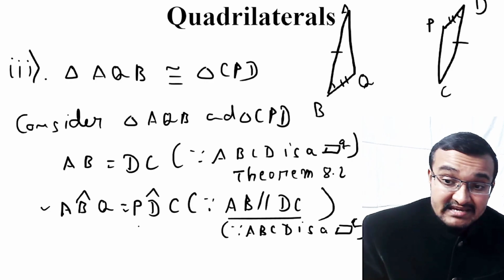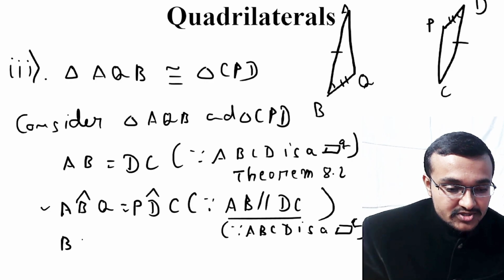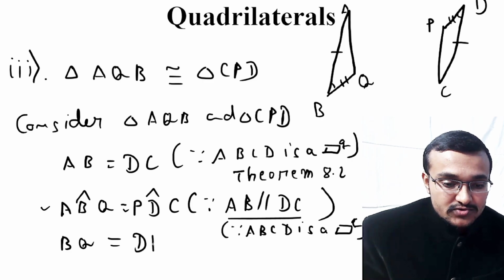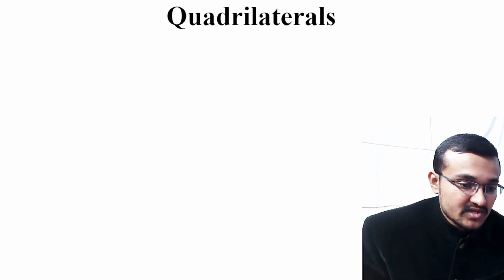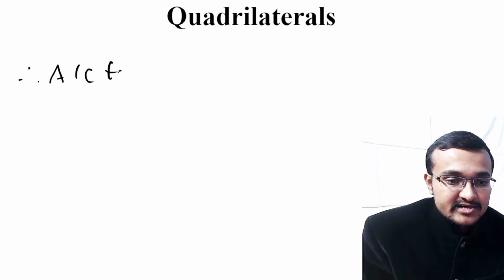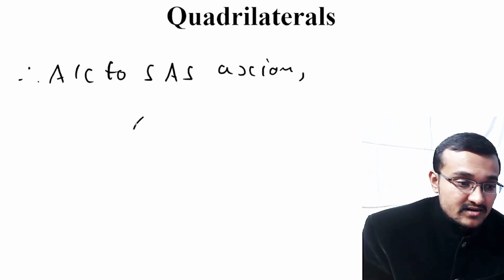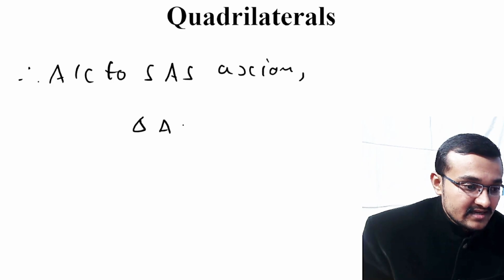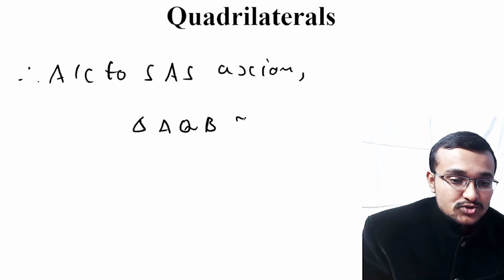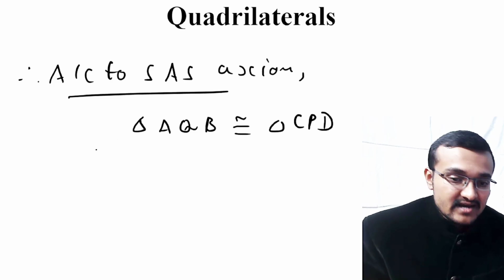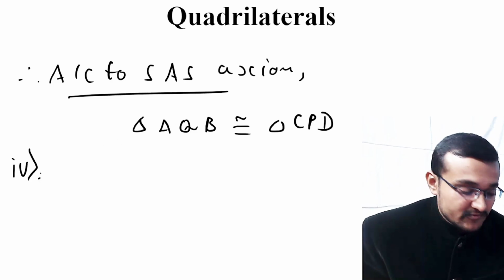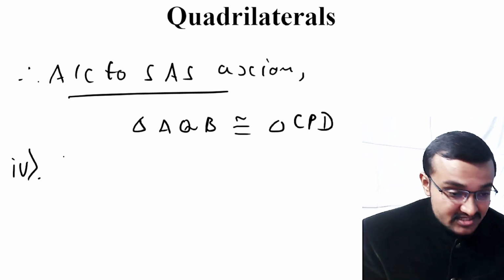Now BQ is equal to DP. Here BQ is equal to DP. This they have already given in the question. So according to SAS axiom, triangle AQB is congruent to triangle CPD. That is according to SAS axiom. Now moving on to the fourth question, here you have to prove AQ is equal to CP.